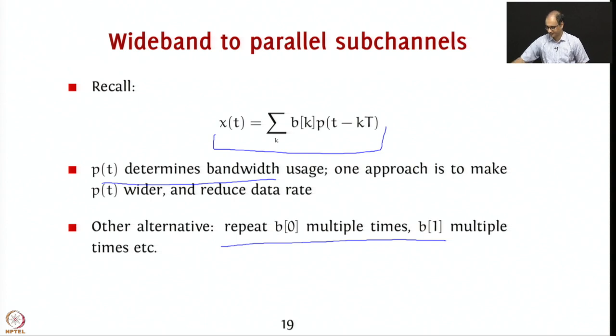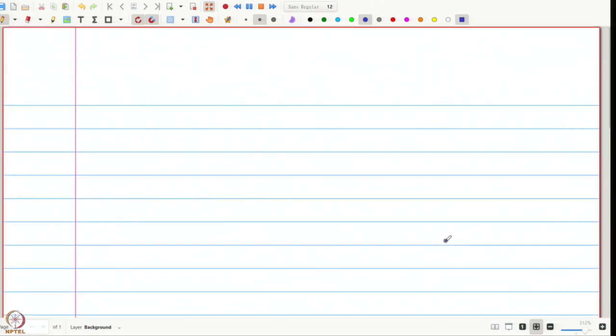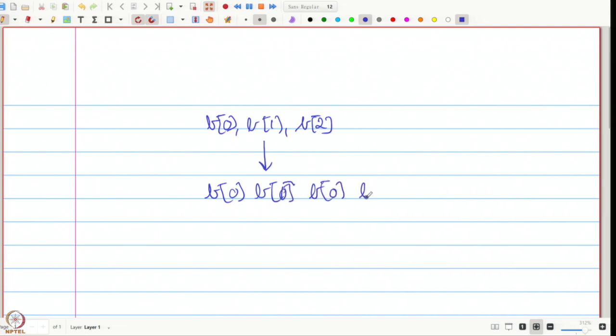How? So let's just do this exercise once. Let's say that hypothetically I have a sequence consisting of b_0, b_1, b_2, etc. And I now translate this to a sequence that uses b_0, b_0, b_0, b_0, and then b_1 four times and so on. Okay. Hypothetically, you may argue that I am now just making the data rate 1/4. I agree with you, but we will handle that eventually. Let's just live with this. So I'm essentially repeating b_k four times. What happens to the spectrum usage?